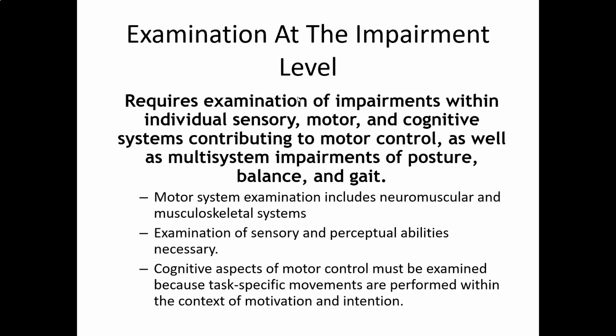Now, examination at the impairment level. It requires examination of impairments within individual sensory, motor, and cognitive systems contributing to motor control, as well as multi-system impairments of posture, balance, and gait. A lot of stuff going on. So the motor system examination includes neuromuscular and musculoskeletal systems, examination of sensory and perceptual abilities, and cognitive aspects of motor control must be examined because task-specific movements are performed within the context of motivation and intention. So it's getting pretty deep here. You're like, what's going on here?